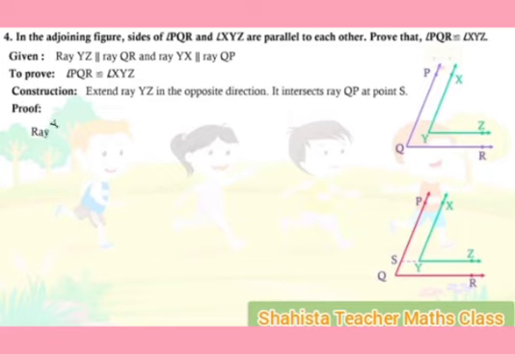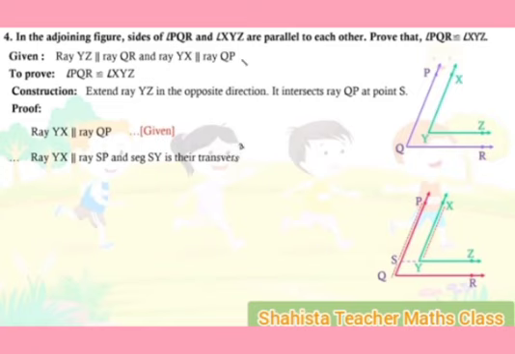Extend ray YZ in the opposite direction. It intersects QP at point S. Now we are going to prove that ray YX is parallel to ray QP. This is given. Ray YX is parallel to ray SP, and segment SY is their transversal. So we can say that this SY is the transversal line.